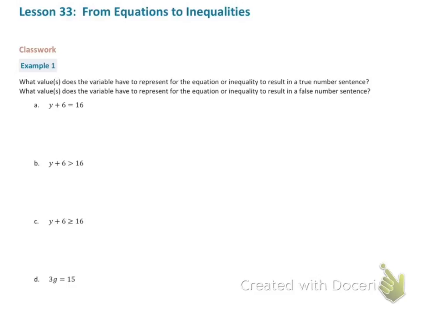So if there is addition happening, we're going to undo it with subtraction. If there's subtraction happening, we're going to undo it with addition. If there is multiplication happening, we're going to undo that with division. If there's division happening, we're going to undo that with multiplication. So we're still using opposite operations to isolate the variable. And we have to balance the equation.